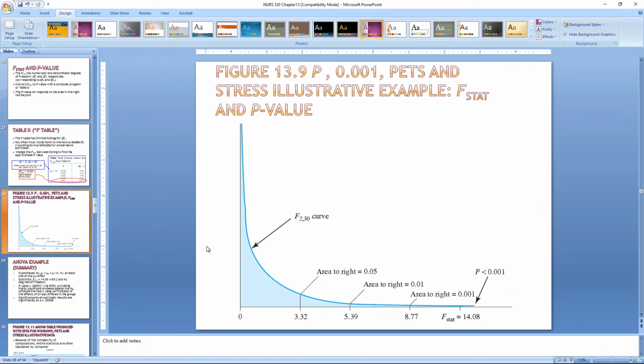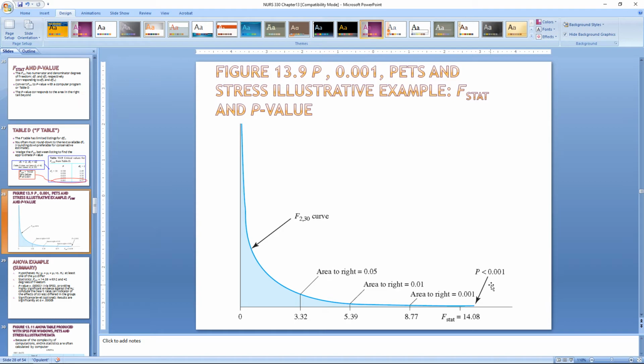An illustrated example of this would be, here's our curve coming down, and our FSTAT is over here at 14.5, and it's the area under the curve. For a p-value of 0.05 being here, an FSTAT would have to be just at 3.32. For a 1%, or a p-value of 0.01, 5.38 is the critical value. For a 0.001, 8.77. So our FSTAT is way out here. So we have a probability of less than 0.001.